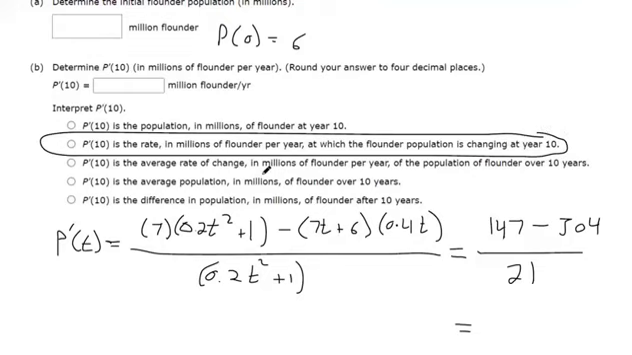Average rate of change in millions of flounders per year. It's not the average rate of change. I don't know, that's a tough distinction because obviously the model isn't perfect, but it's not the average rate of change. It's the instantaneous rate of change. So this looks like the best answer.